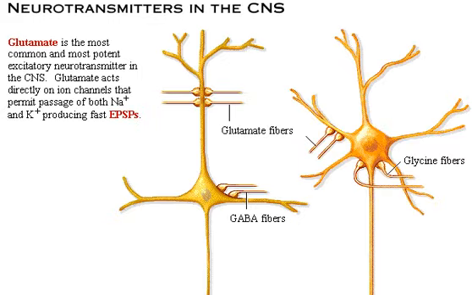Glutamate is the most common and most potent excitatory neurotransmitter in the central nervous system. Glutamate acts directly on ion channels that permit passage of both sodium and potassium, producing fast excitatory postsynaptic potentials. Click the glutamate fibers to see this effect.